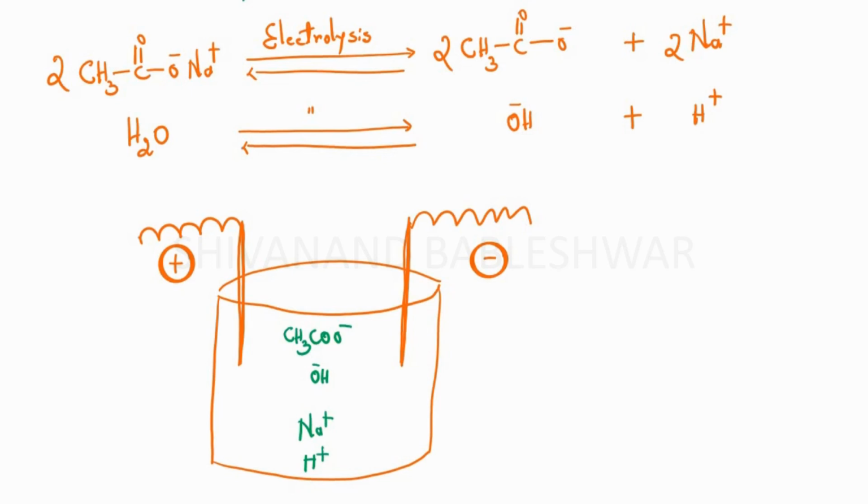Now when we pass electric current, then what happens? Anions are moving towards anode and cations are moving towards cathode. So let me write it clearly. So this is called cathode. Negative terminal is called cathode, and the positive terminal is called anode. So positive terminal attracts anions and the negative terminal attracts cations, but both the cations cannot migrate towards cathode, neither both the anions can migrate towards anode. So that is very important. Let us try to understand.